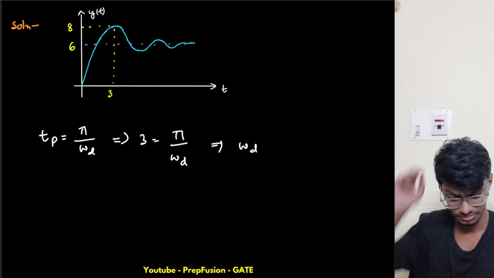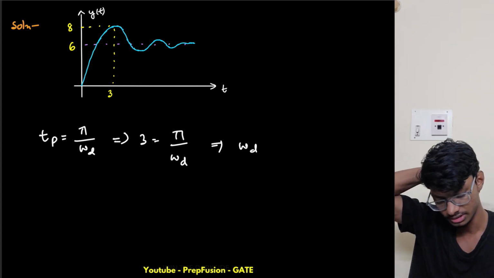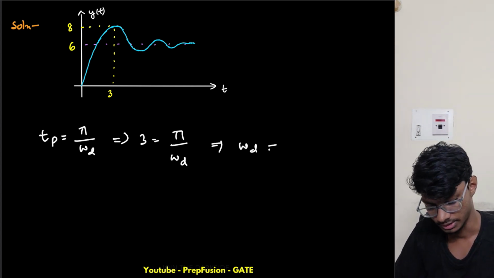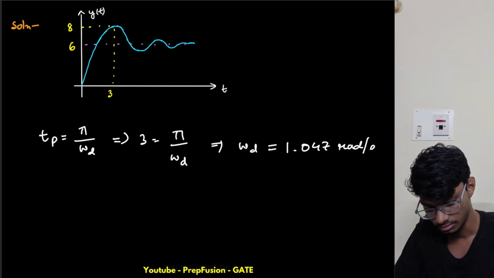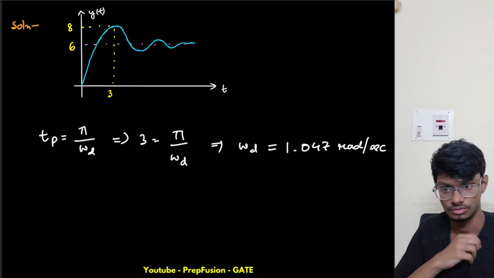So omega d, this is something 3.14 and this is 3. I've already written the calculations. This is 1.047 radian per second.